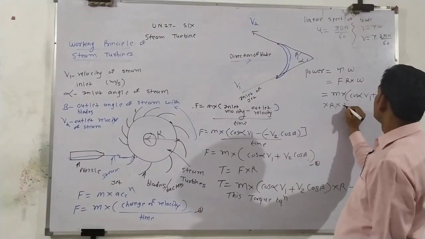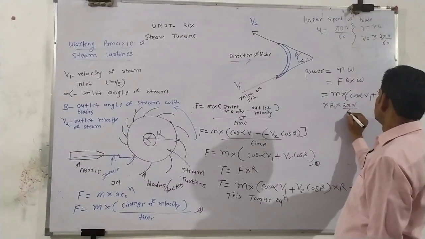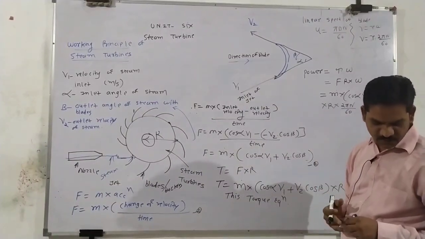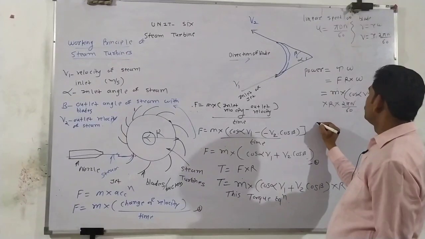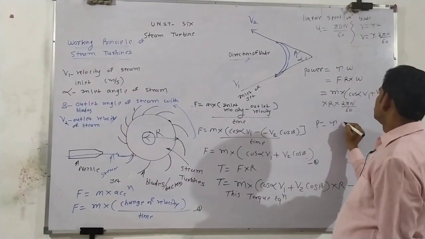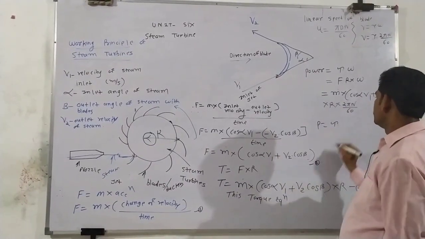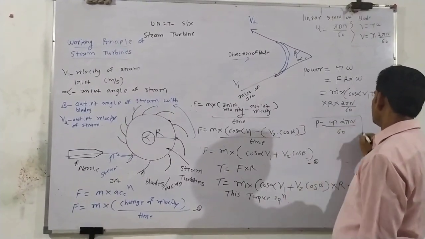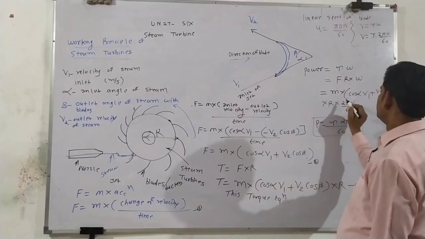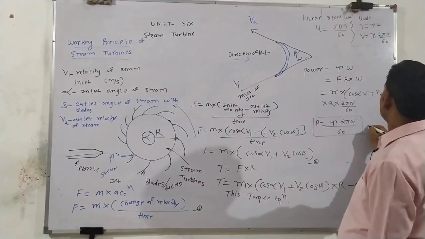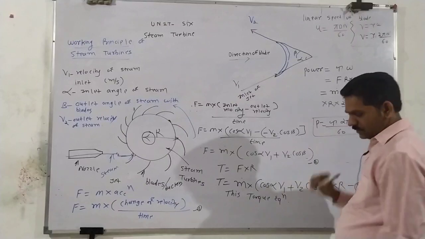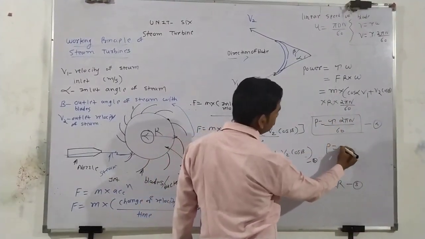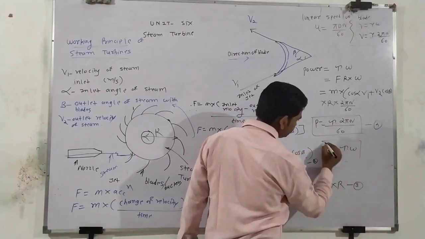What is the value of omega? 2 pi n upon 60. So 2 pi n upon 60, with 2R as the diameter, gives pi dn, yes? So what is the formula we got? Power is equal to torque into 2 pi n upon 60. This is another equation, equation number 4. Power is equal to torque into omega.